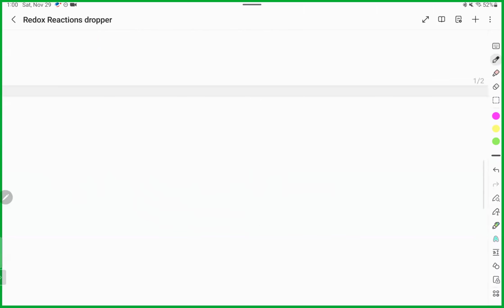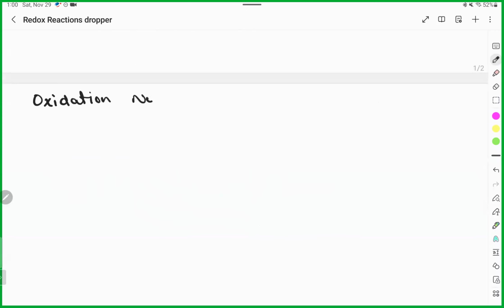Understood? You need one more term. What is oxidation number? Oxidation number means the charge on the atom or molecule. So it is the charge on the atom or molecule. Not only oxygen, anything.